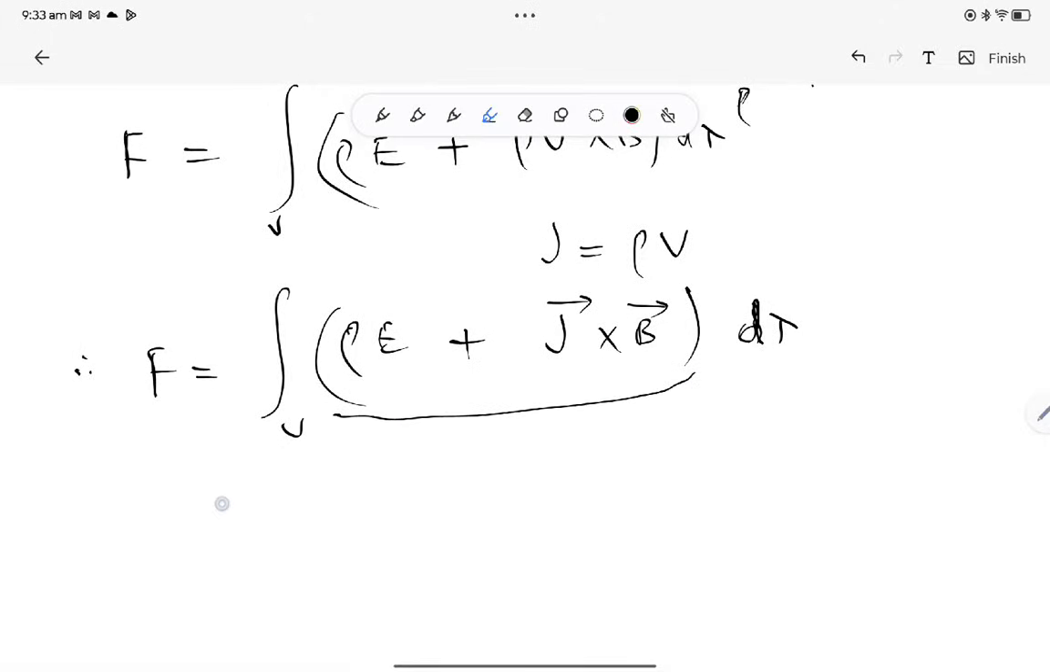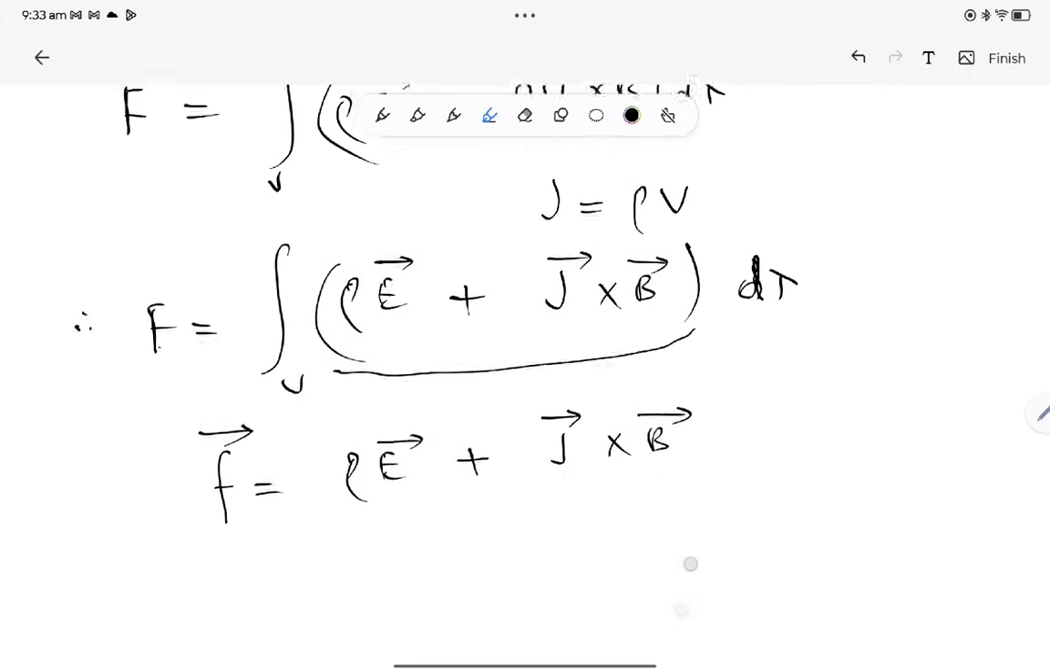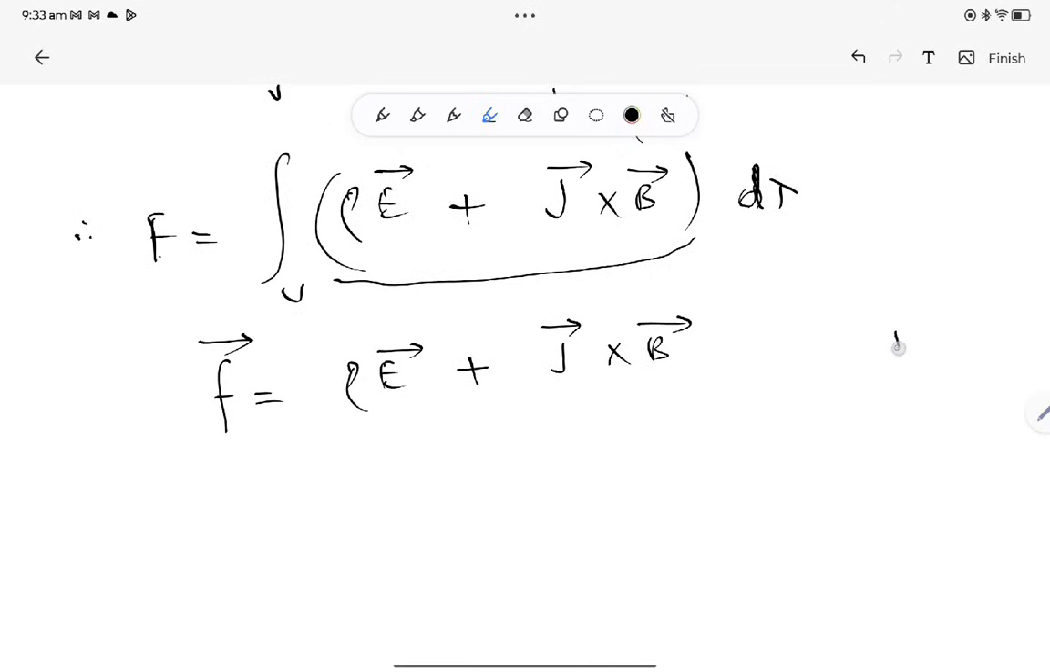To get the force per unit volume, you simply divide force by volume, and you have force per unit volume equal to rho E plus J cross B. This is our starting equation: the force per unit volume acting on the charges.